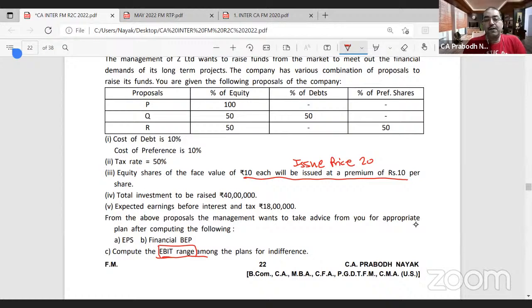This is also called EBIT EPS analysis in your study material. One student had pointed out to me that, sir, we have not done one part of our syllabus, that is EBIT EPS analysis. It is nothing but calculation of the indifference point and the EBIT range. So I have not used the words EBIT EPS analysis, but it is the same. Now, how to solve?